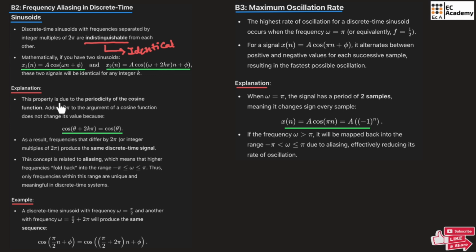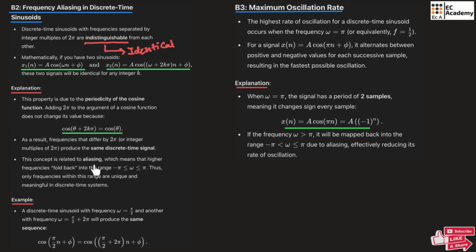We get the identity property due to the periodicity of the cosine signal. For example, if we add 2 pi to a cosine function, the value does not change, which means cos(theta plus 2k pi) will be equal to cos theta itself. In this cos function we are adding 2 pi along with an integer k, and the value will be the same as cos theta. So frequencies which differ by an integer multiple of 2 pi will produce the same discrete time signal.